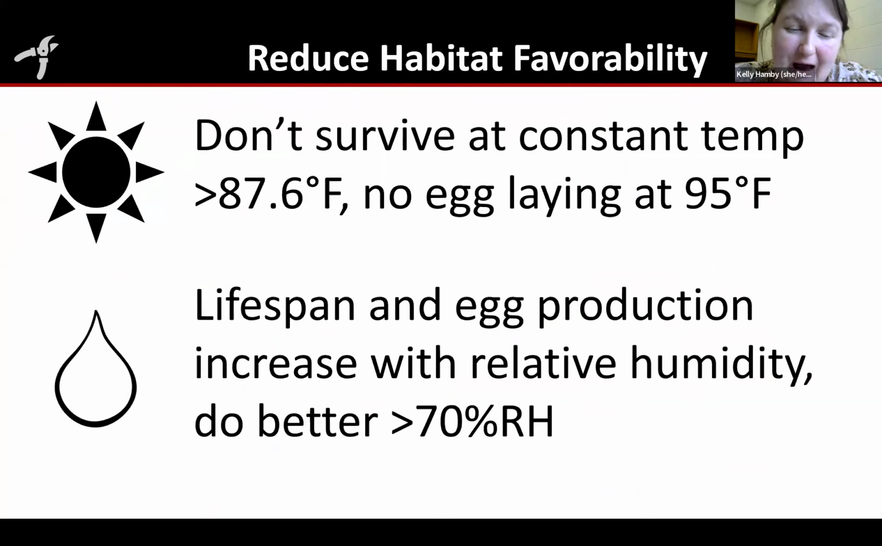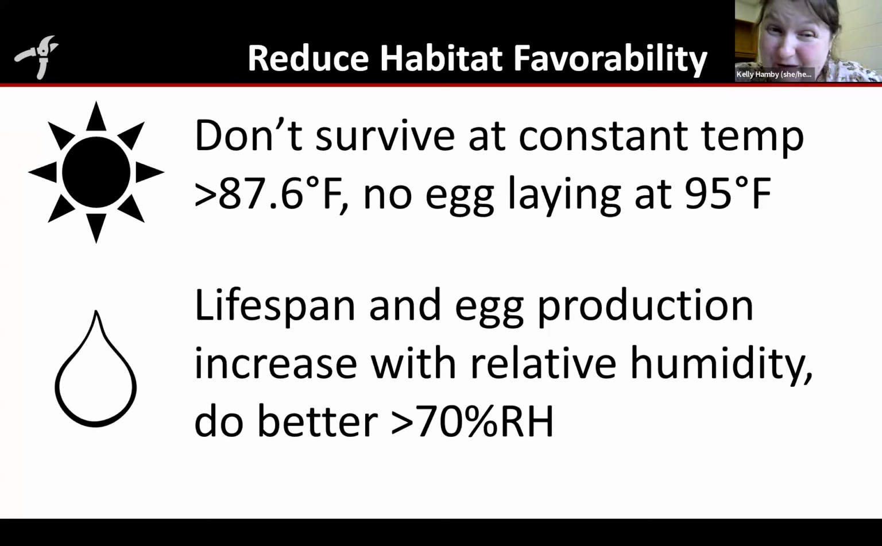So, as I mentioned, they don't like it too hot. They don't survive at a constant temperature above 87.6 degrees Fahrenheit in the laboratory. And then they stop egg laying at 95 degrees Fahrenheit in the laboratory. So the hotter we can get it in the canopy, the better. And their lifespan and egg production also increase with relative humidity. So they tend to do better, at least in the laboratory, at relative humidities greater than 70%.